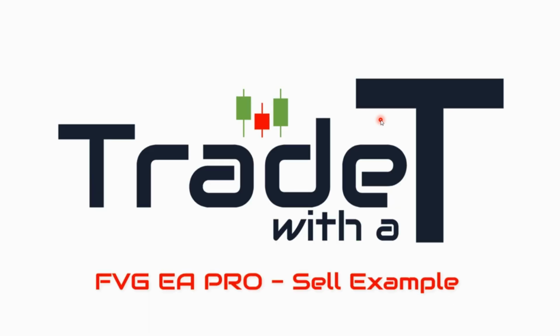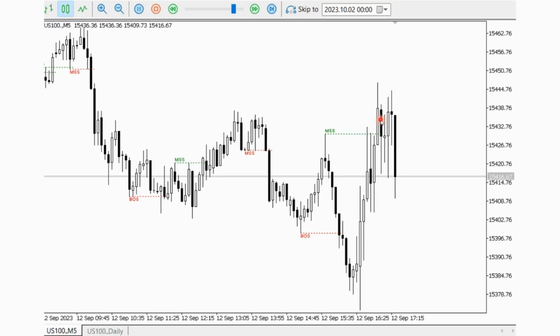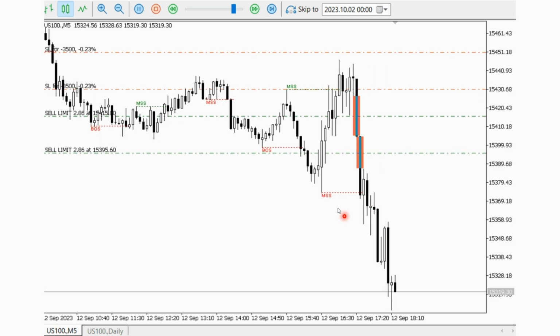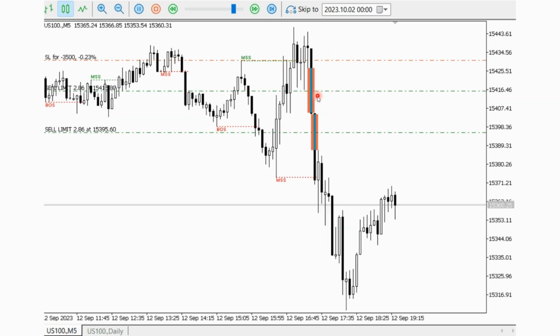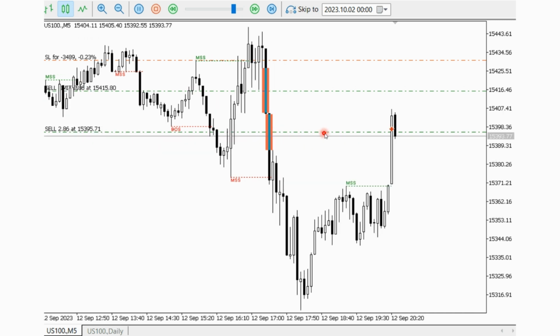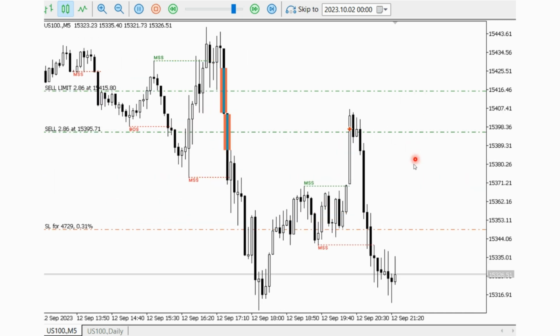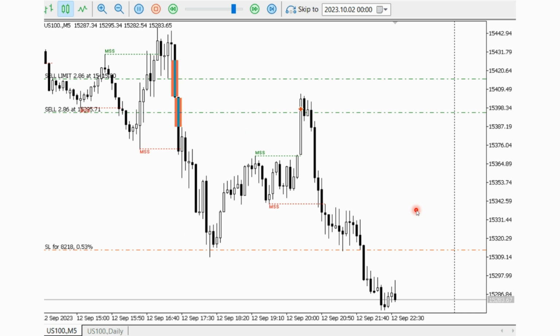Let me now show you a scenario for a sell example. Same idea. Whenever it switches to bearish, I have two fair value gaps that appear here to sell limit. One is triggered, one is not, and you have the stop loss that is following.